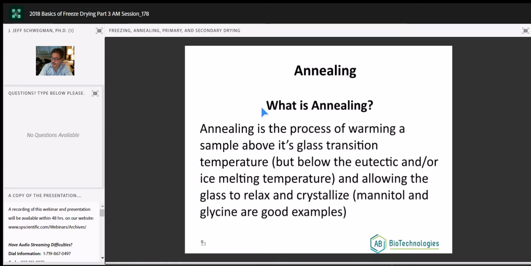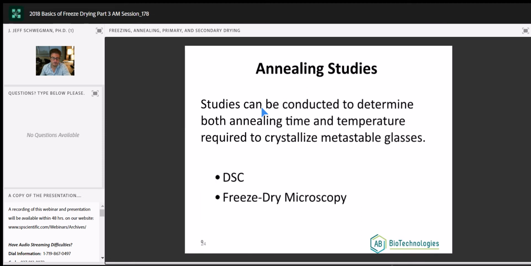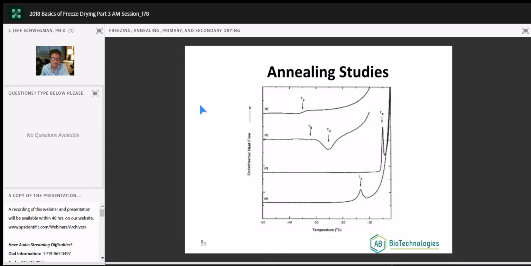What is annealing? Basically, in annealing, we freeze the product down, we warm it up to a fixed temperature, we hold it for a certain amount of time, and this is all done at atmospheric pressure. So the annealing step is actually part of the freezing phase, at atmospheric pressure. We warm it up, hold it, we cool it back down, kick on the vacuum, then we're in primary drying. We can do annealing studies on the DSC. We can also do these on the freeze-dry microscope that we talked about in the last lecture series.